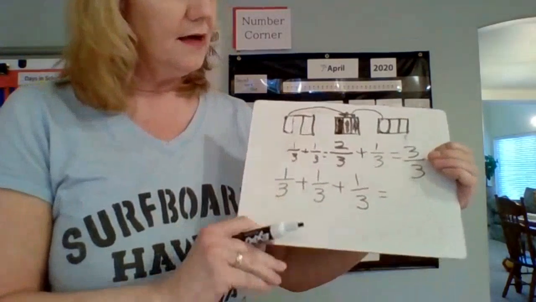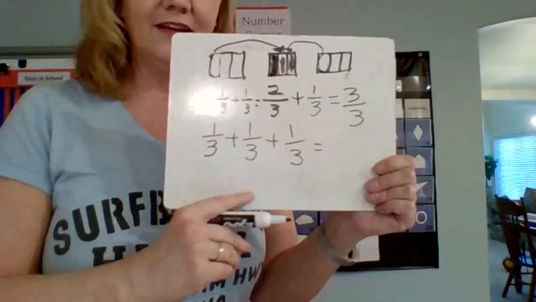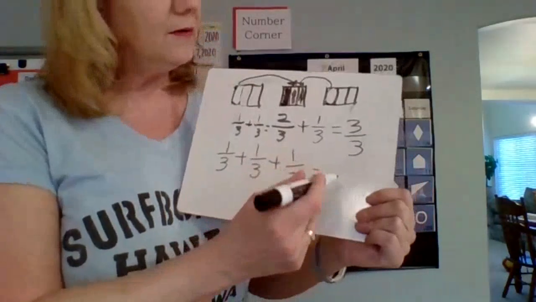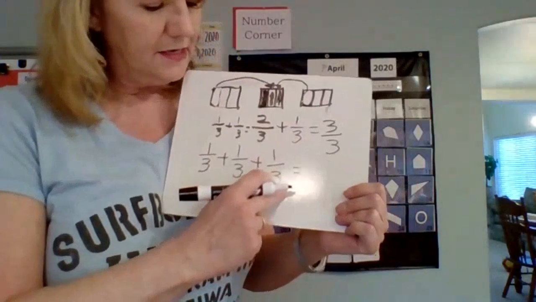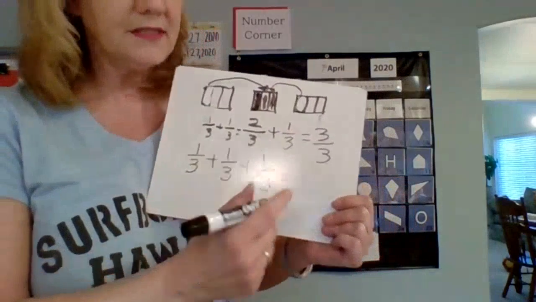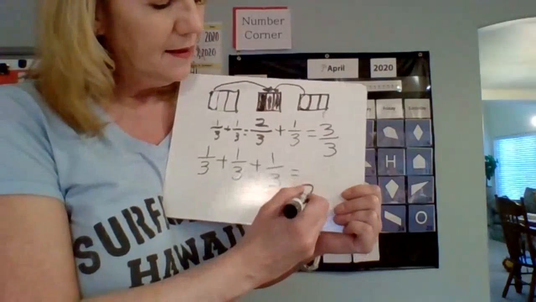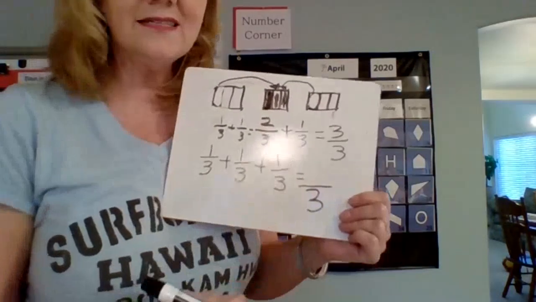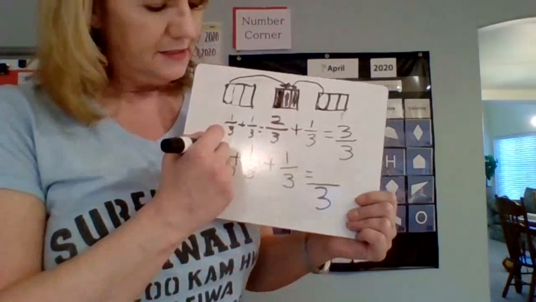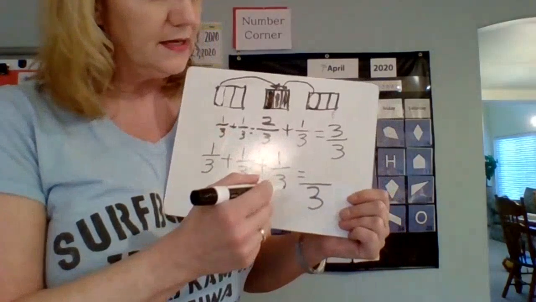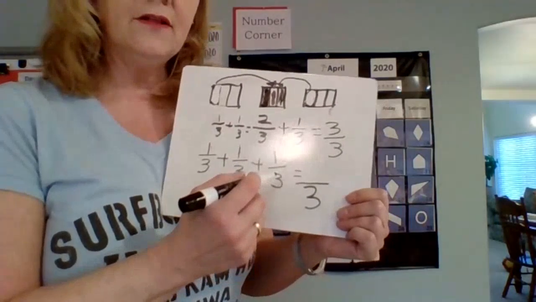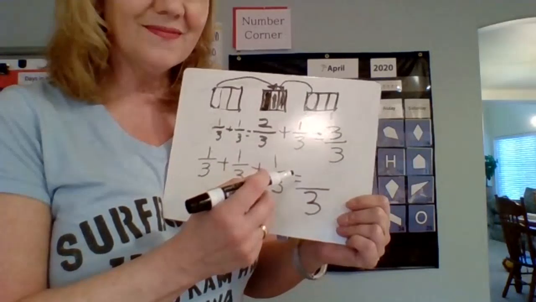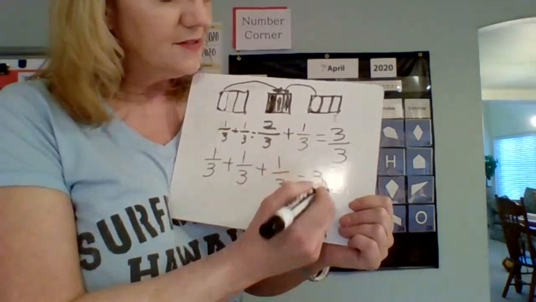Well, that makes our problem down here even easier. 1/3 plus 1/3 plus 1/3. Well, when we're adding a fraction, if the denominator, that's these bottom numbers, is always the same, then when you come to the equal, it's going to stay a third. And then you just have to add 1 plus 1 plus 1. Turn to your partner and tell your partner what 1 plus 1 plus 1 is. 3. You're absolutely right.